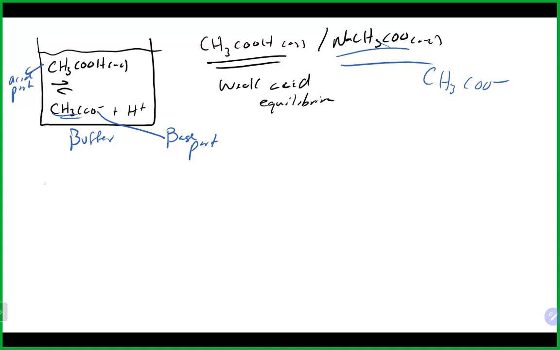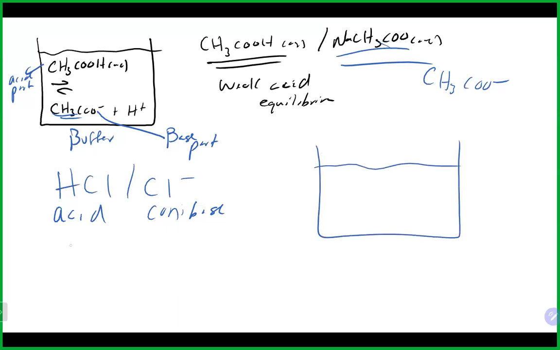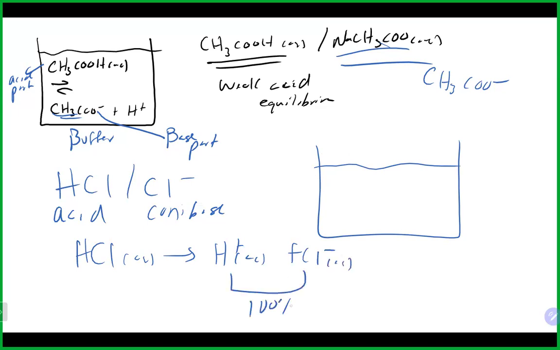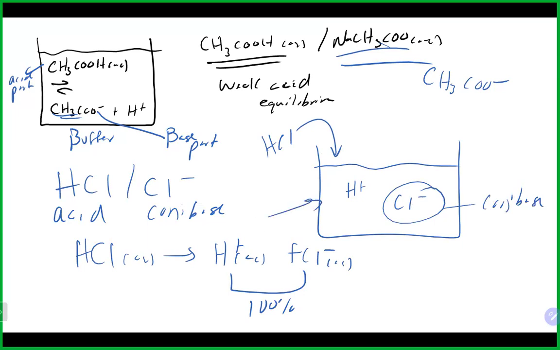Why can't you do that with, say, HCl and Cl minus? That's an acid, that's a conjugate base. But when you try to do that with HCl, HCl is going to not set up an equilibrium. Instead, it's just going to fall apart 100% into here, which means when you go to try to set up your buffer, you're only going to have in that solution H plus and Cl minus. You'll have the conjugate base, but you have no acid part in that solution. And that's why it will not be able to function as a buffer.